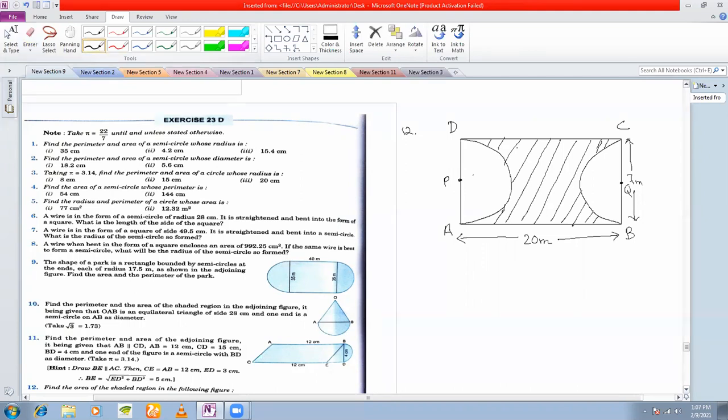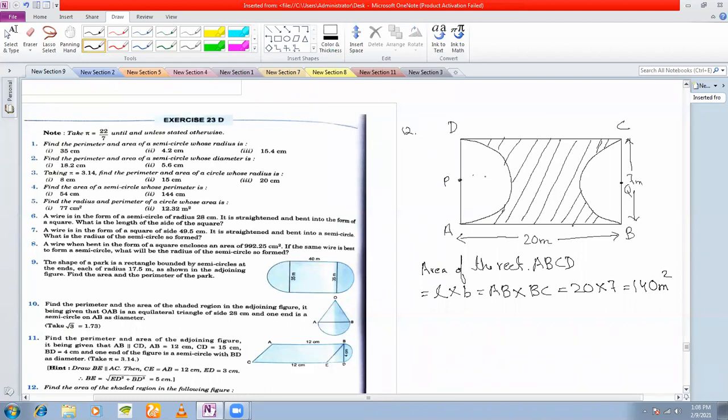So first of all, area of the rectangle. Area of the rectangle is very clear. It is length into breadth. Length is given to you, breadth is given to you. You can find out the area. Let us write down the area. Area of the rectangle ABCD is equal to length into breadth. Length is AB, breadth is BC. Length is given to be 20 and breadth is given to be 7. So this is 140 meter square. This is the area of the rectangle.